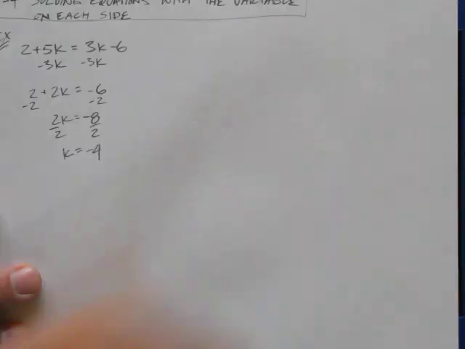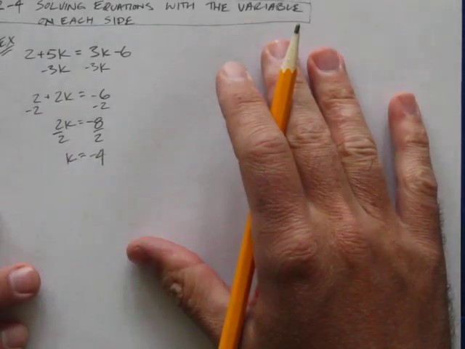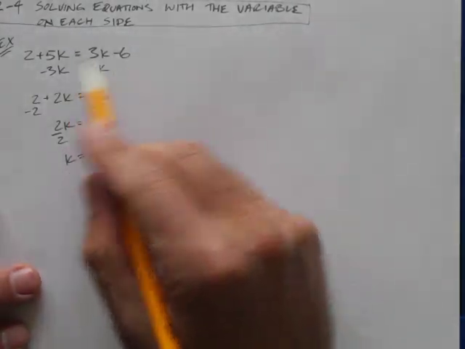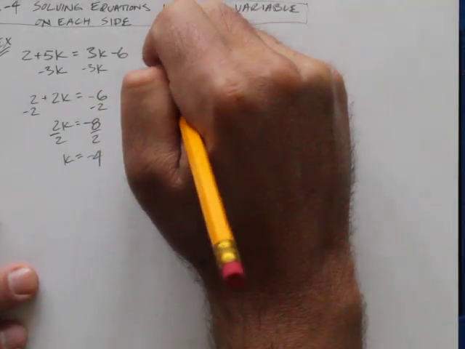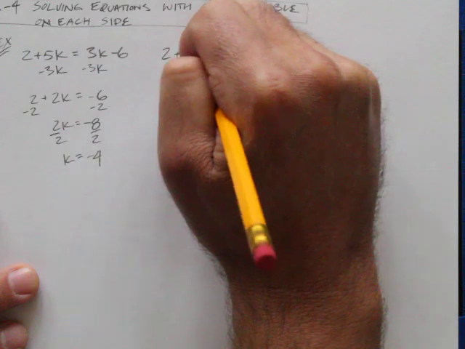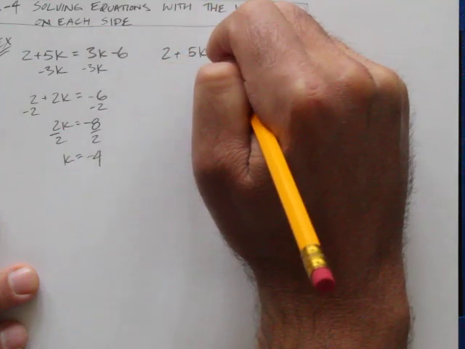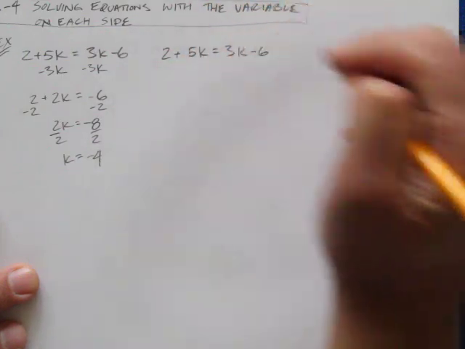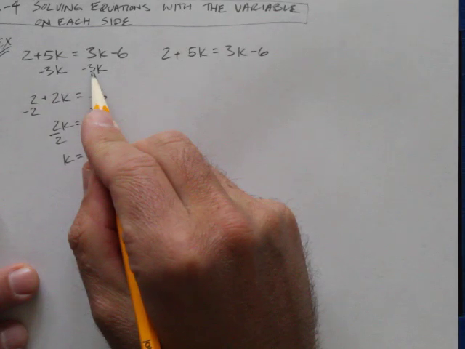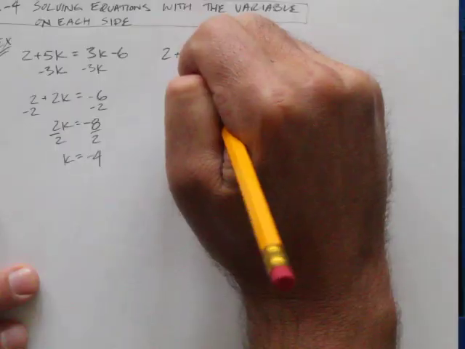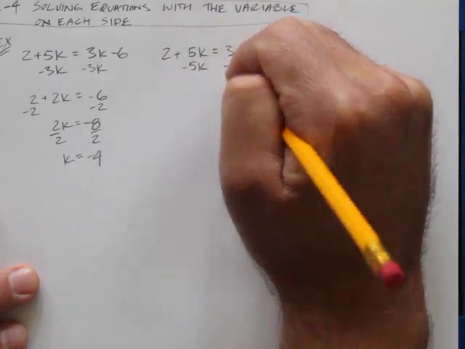Now, I can double check this work in just a second, but what if I started this problem off a different way? 2 plus 5k equals 3k minus 6. What if I wanted to subtract the 5k instead of subtract the 3k? That's fine. Subtract 5k from each side.